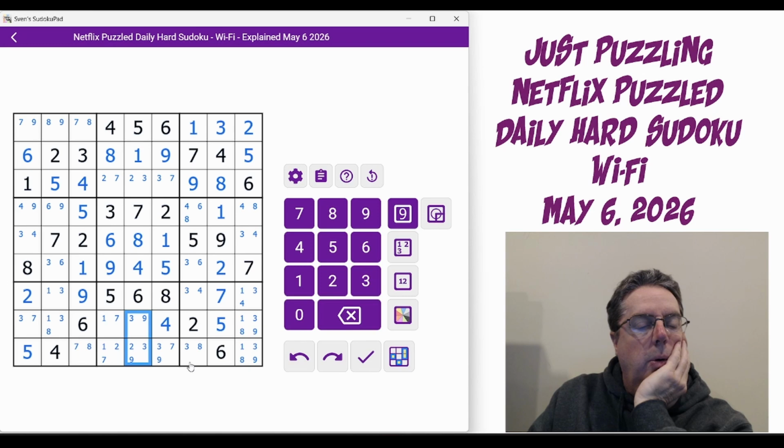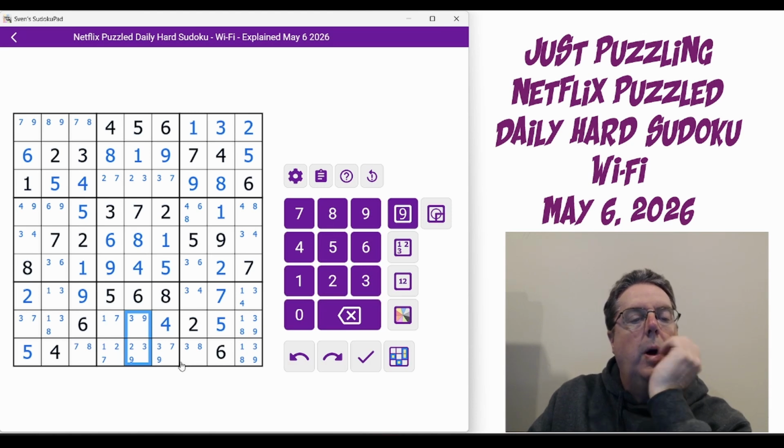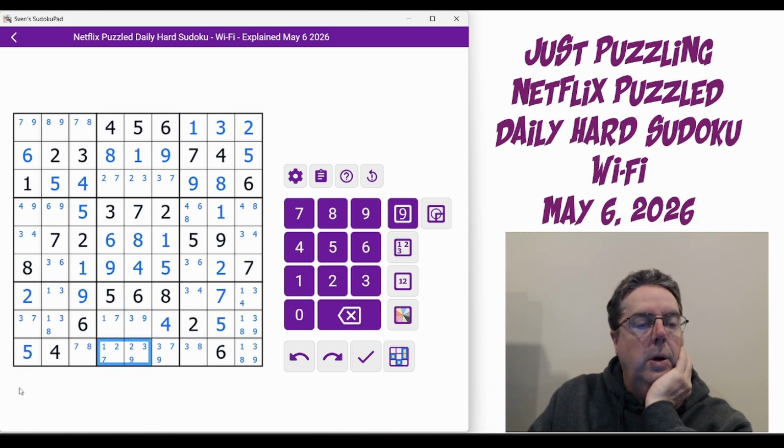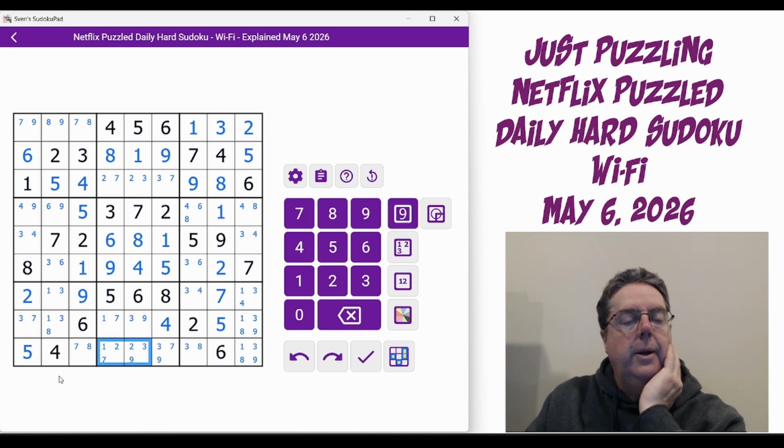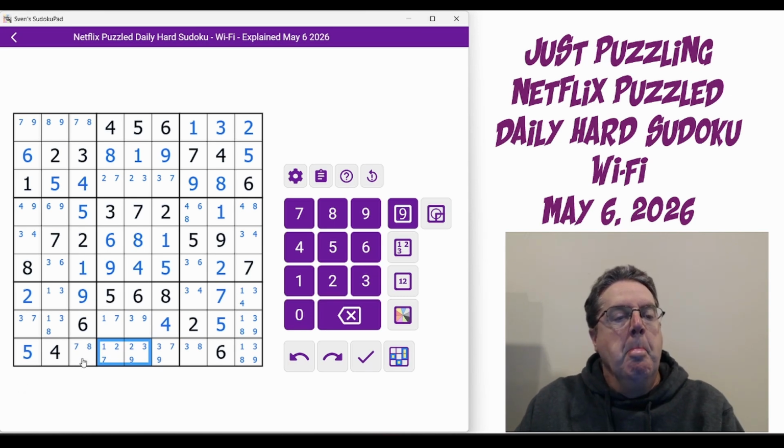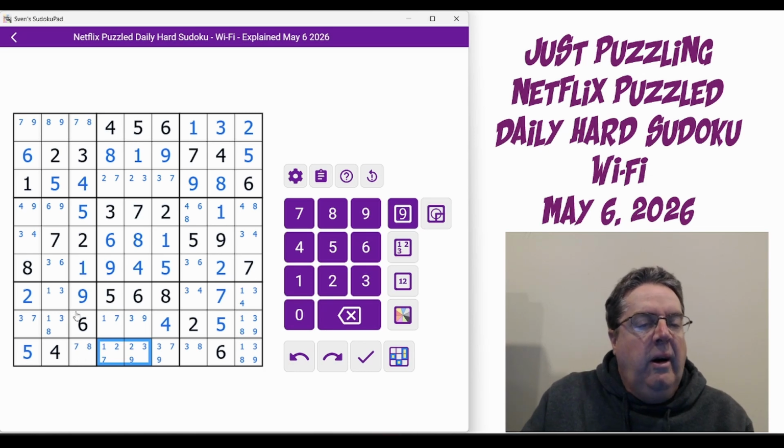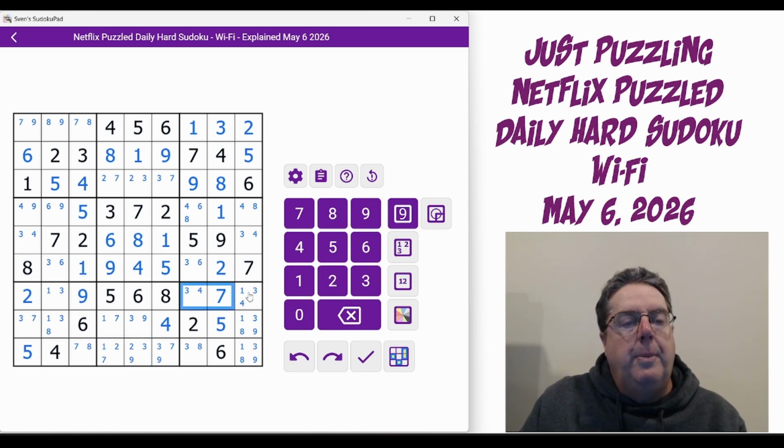2, 3, 3, 8 there, 3, 4, 7, 8, 1, 2, 7, 2. 2 comes across here, 2 comes down here. So that makes sense of those two at 2, 7, 8, 3, 6. Excuse me, so 4 is up here, 4 is there, 3, 8, 7, 8, 1, 2, 7.